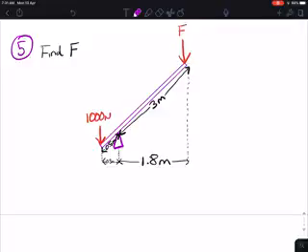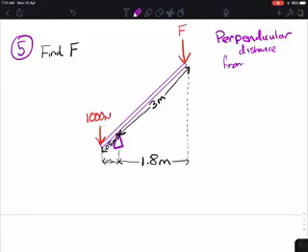Okay, for question number 5, we need to do exactly the same thing, but this time we need to remember that we are talking about the perpendicular distance from the pivot. That's what we're multiplying the force by. So the perpendicular distance means it's perpendicular to the direction of the force. So here the force is going vertically downwards. And so what we need to do is pay attention to the perpendicular distance to the pivot, not this distance, which is at a different angle. The perpendicular distance is this one here.